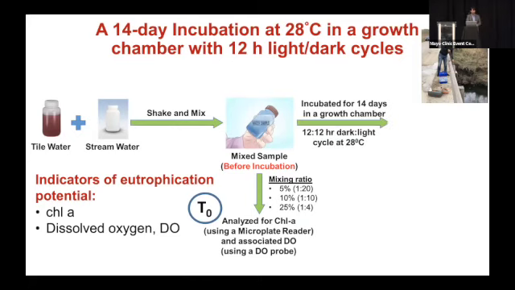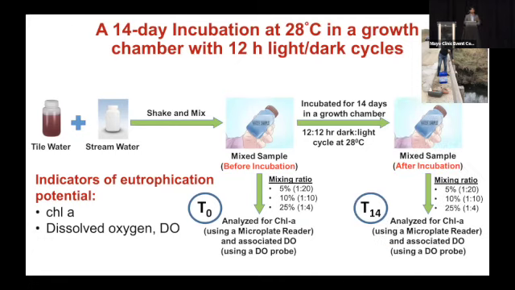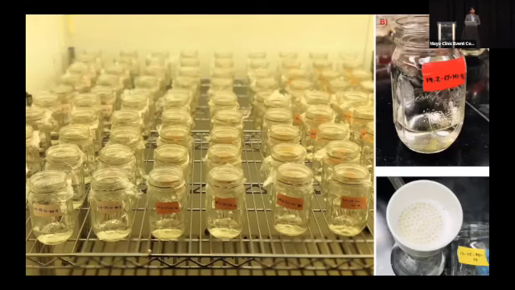And then we incubated them for 14 days in a growth chamber with a 12-hour dark and light cycle. And then finally, after the 14-day time period, we measured again the chlorophyll A content and the dissolved oxygen content. And that's how it looks. All the mason jars, with those different mixing volumes, depending on the prior stream condition and the different management practices, we mixed them and incubated them for 14 days.